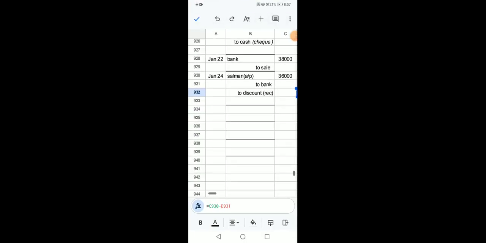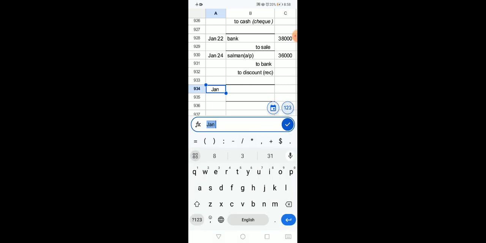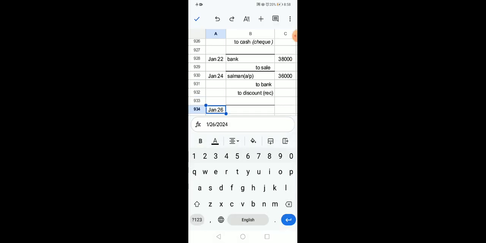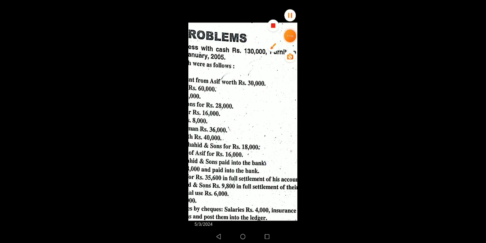What is next? After 24 we have 26th. Put the date first. January 26 is your date. Let's see what January 26 is saying. Receive cash from Shahid, rupees 9,800 in full settlement. Again, one of the same things is going out.